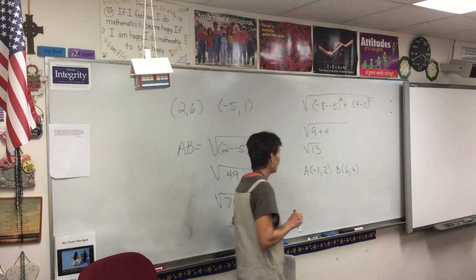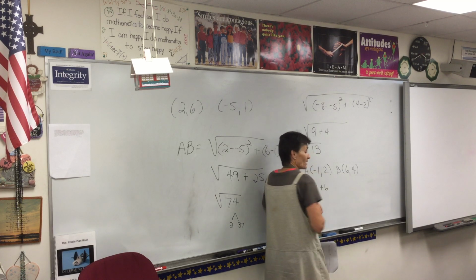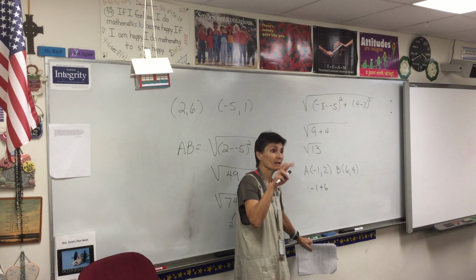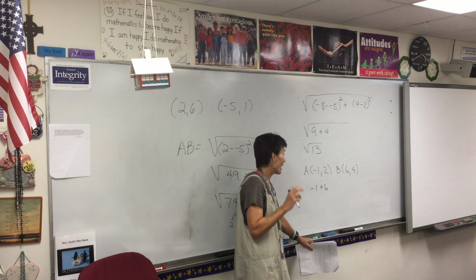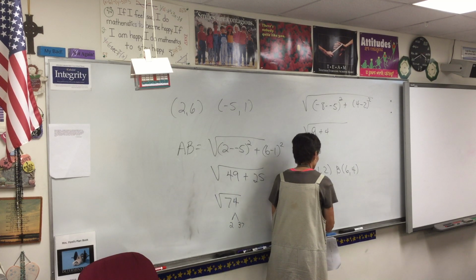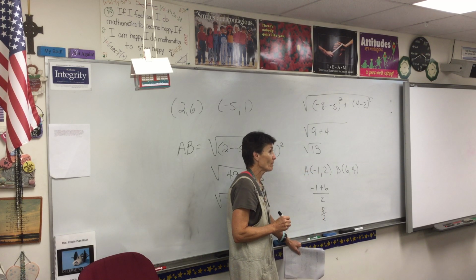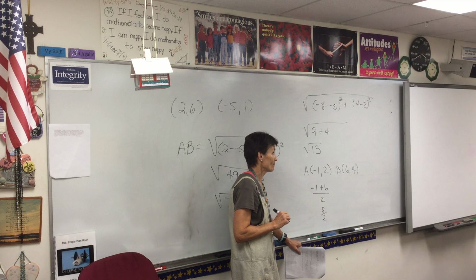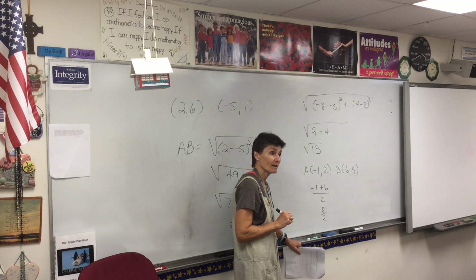So to find a midpoint, I am just going to add my x's together. So -1 plus 6. I want to find the middle x, the midpoint x. So I add them and divide by 2. So I got 5 halves. You might say 2.5. That's fine. How do I find a midpoint? I average. I add and divide by 2.